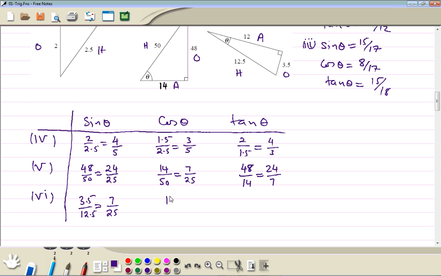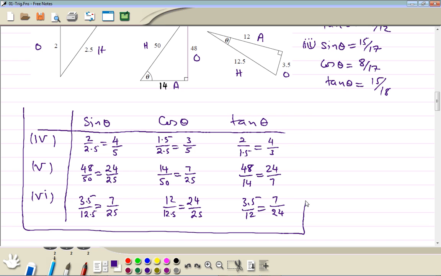Adjacent is 12, hypotenuse is 12.5, multiply top and bottom by 2, 24 over 25. Finally, tan is 3.5 over 12, multiply top and bottom by 2, so 7 over 24. So this is just the answer for 4, 5, 6 written in the table.